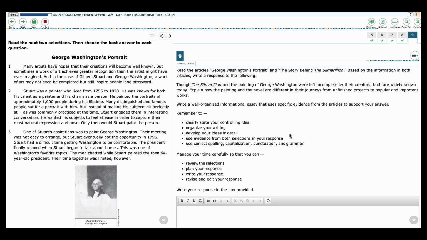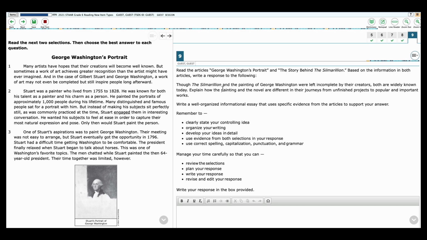All right, question 9. Read the articles George Washington's Portrait and The Story Behind The Silmarillion. Based on the information in both articles, write a response to the following. So here we're, for the first time, using both passages, and this is a composition or an extended constructed response. So this is the new way that writing is being added into these reading or reading language arts tests. So I'm going to read over the question so you can get an idea of it.